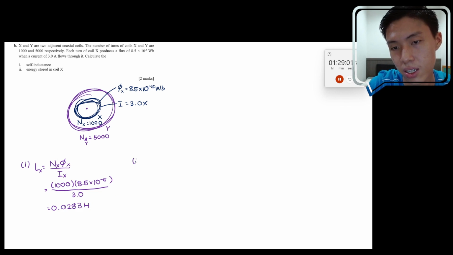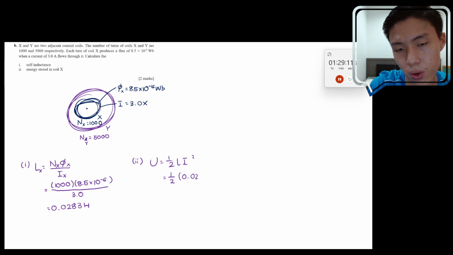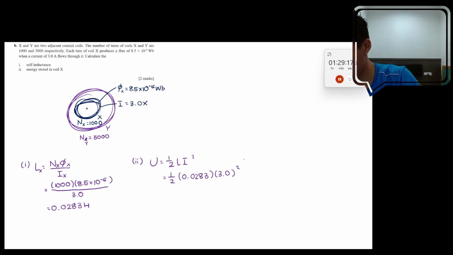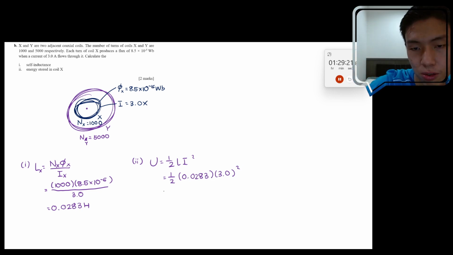Next, energy stored. Energy stored U is equal to half L i squared. You can refer to the formula sheet for it. You get your L from the previous question. Put it in. The current is 3 ampere. Then you get 0.1275 joule.